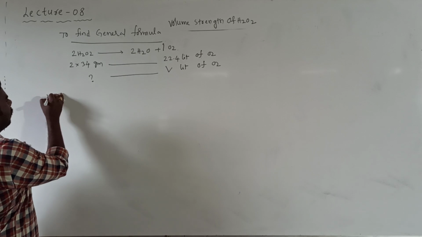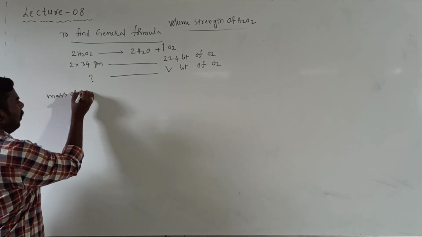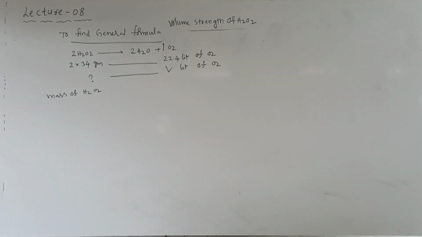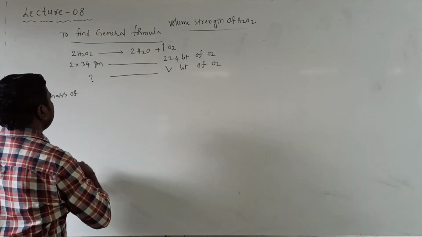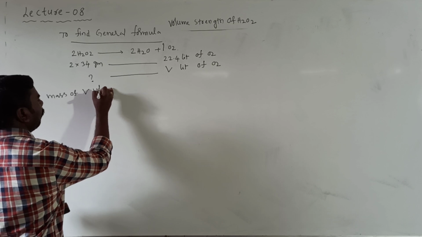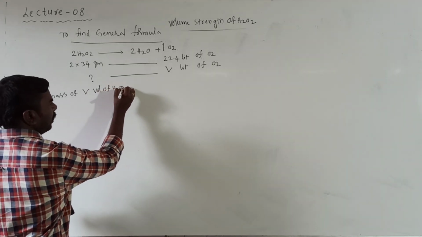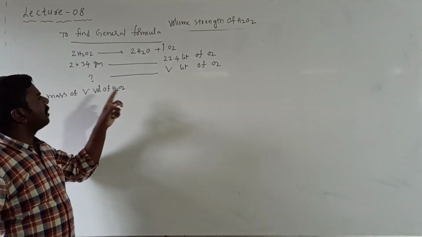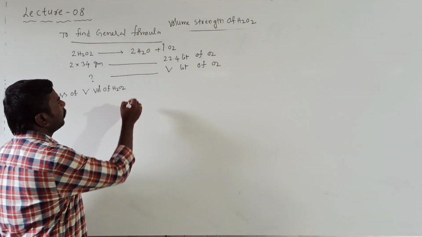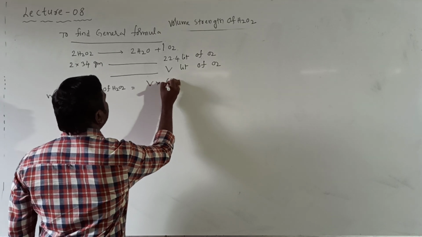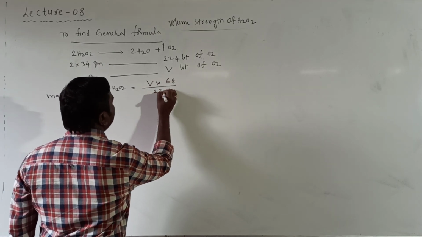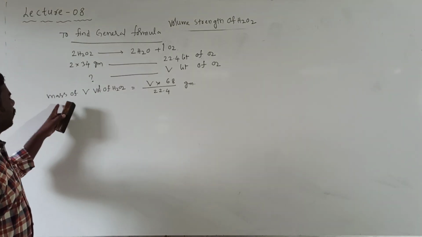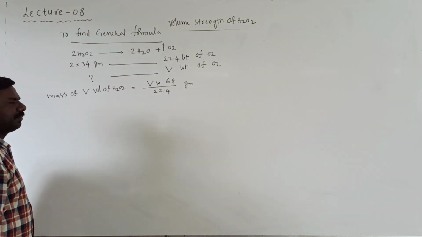It means mass of H2O2. Mass of which one is it? Tell me, all of you. V volume of H2O2, 10 volume means 10 liters. It is equal to V into 68 by 22.4 grams. Clear, all of you? This is the mass, nothing but weight.